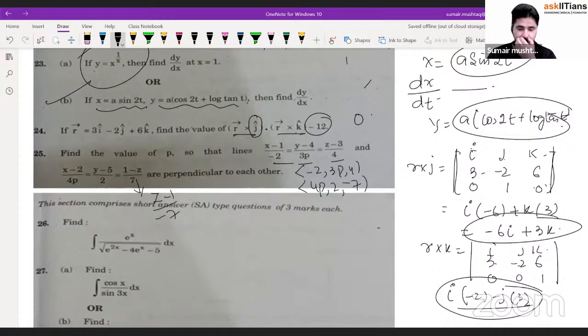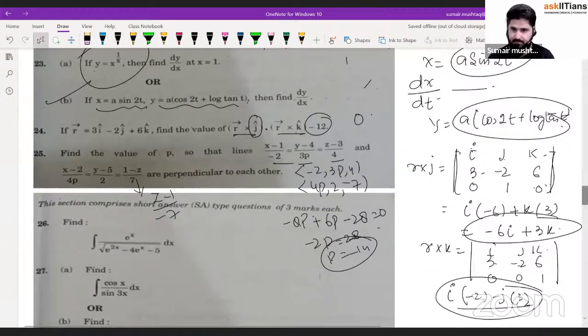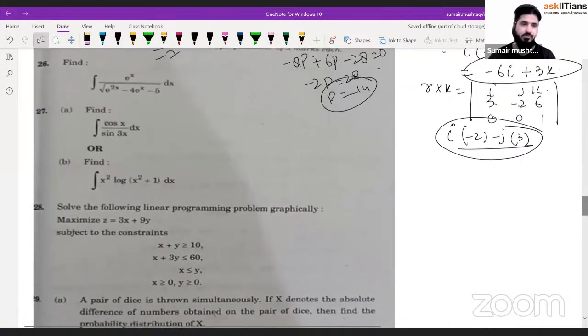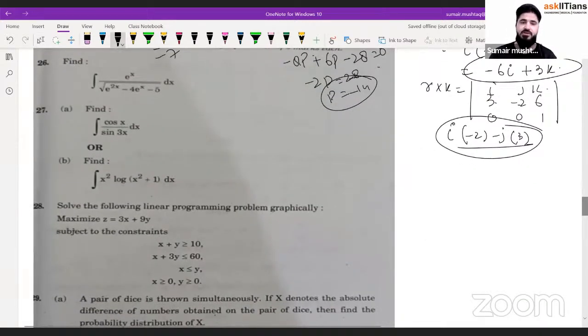This will be equal to negative 8p, isn't it? Plus 6p minus 28 is equal to 0. So you got the value of p here as, this will be negative 2p equals 28. So p is equal to negative 14. Fine, simple. Okay, now let's move to the next question.